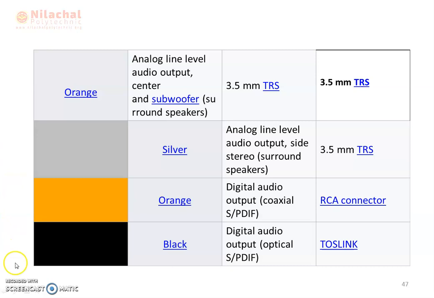The SPDIF are the cables that are used to connect all those digital audio outputs. The orange color is used for coaxial cables, whereas the black color is used for optical SPDIF cables. So these were all the color codes and the corresponding ports they are connected to.